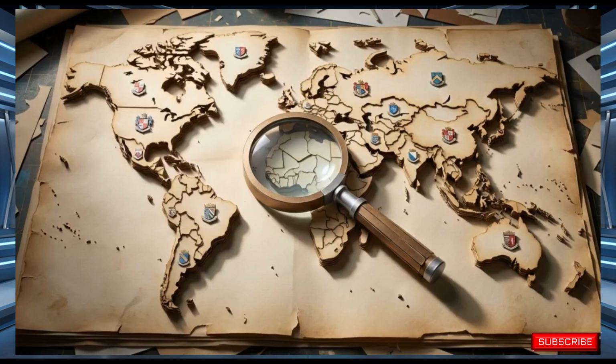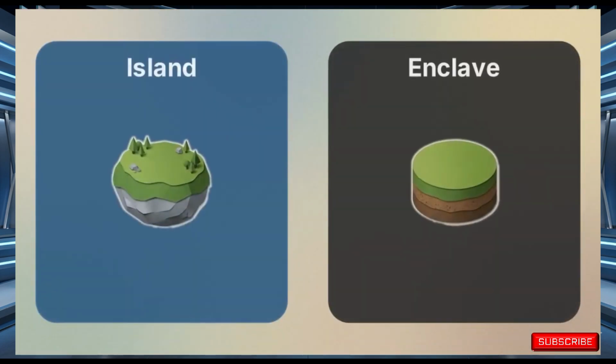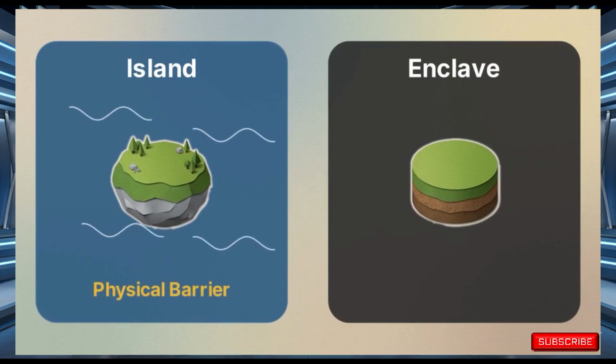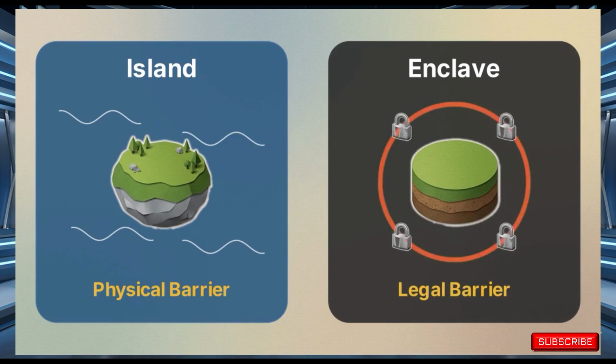Knowing how these lines were drawn hundreds of years ago is one thing. Living across them today is a completely different logistical reality. Consider the difference between an island and an enclave. An island is separated by open international water, a physical obstacle. An enclave is separated by an impenetrable wall of foreign legal jurisdiction.